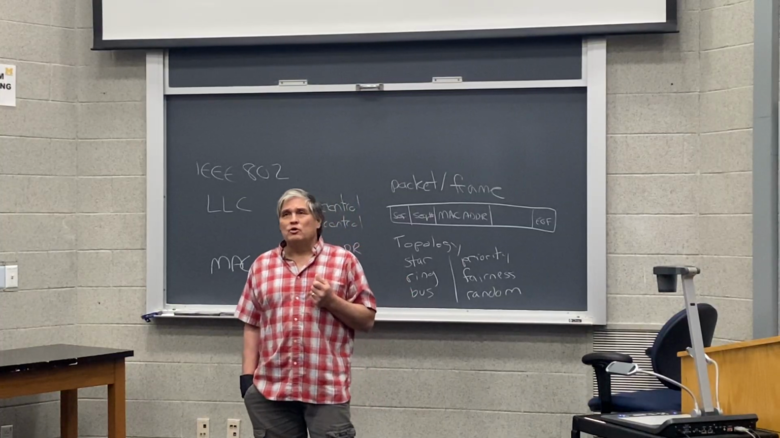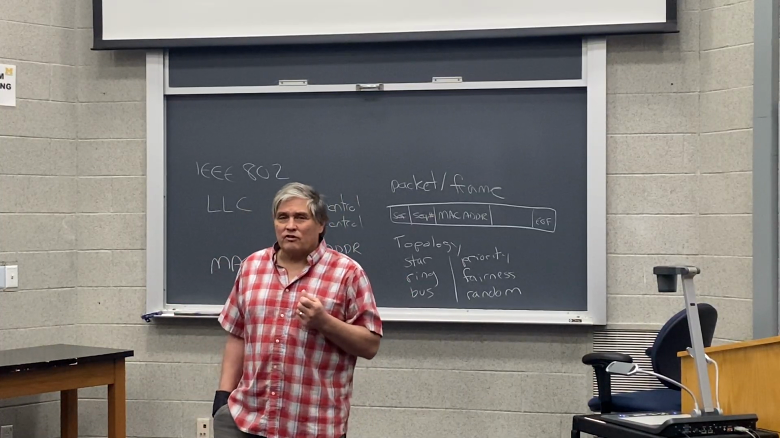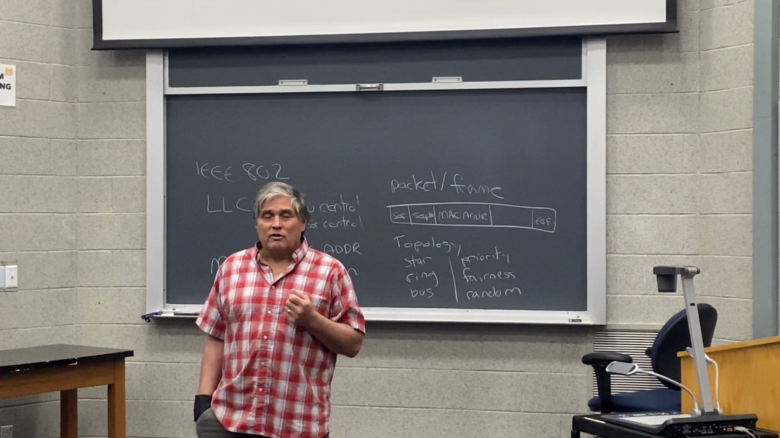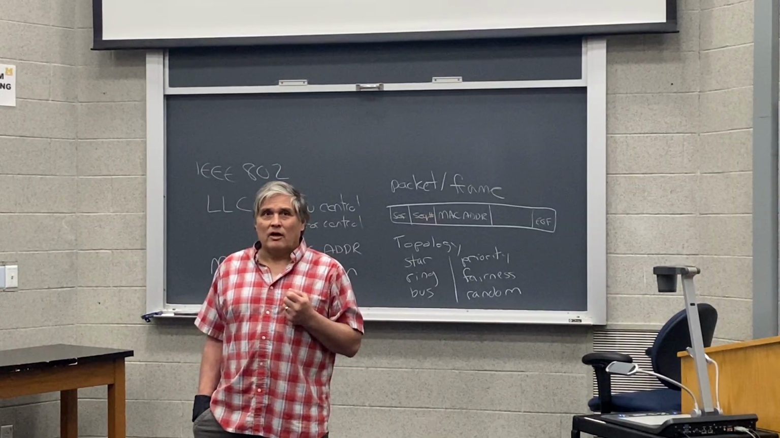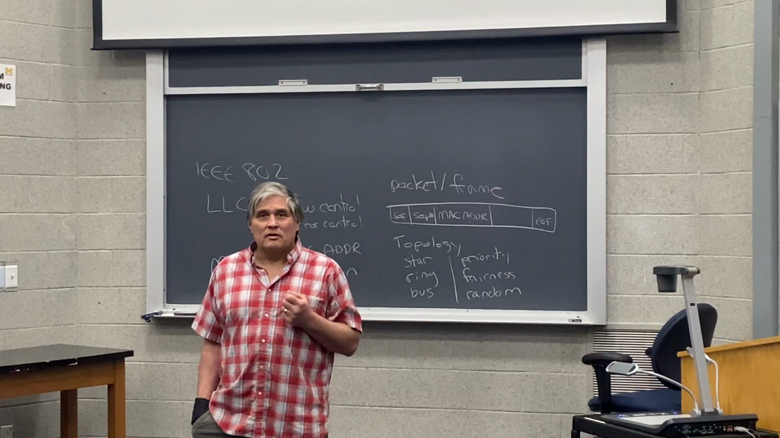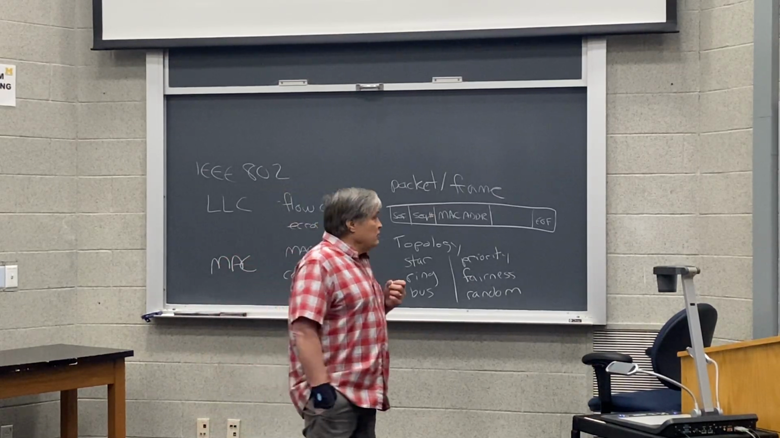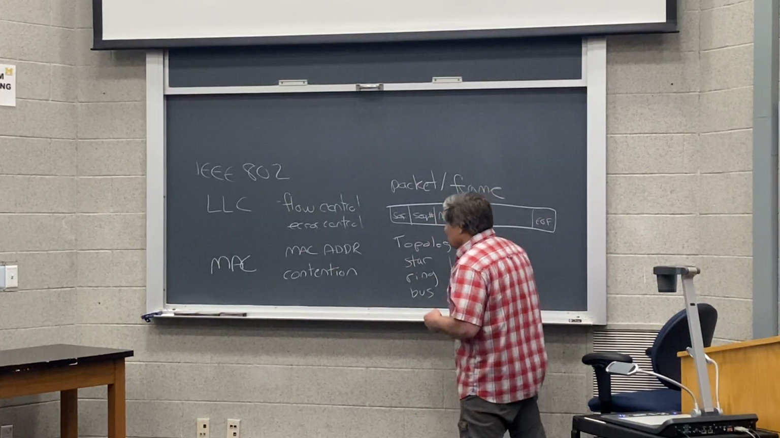So with random, you always have CSMA. CSMA is carrier sense multiple access. What that means is before you transmit, you listen. If somebody else is transmitting, you wait. And when you listen and nobody's transmitting, then you get to transmit. And Wi-Fi uses that. But Wi-Fi uses CSMA/CA.